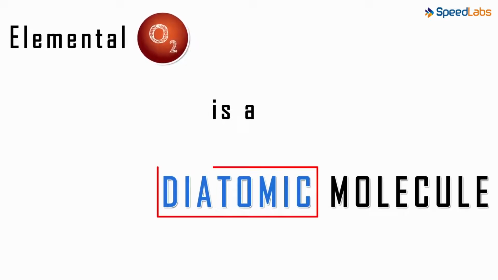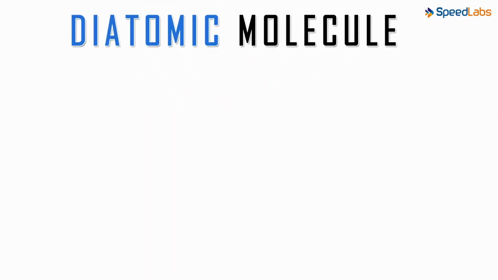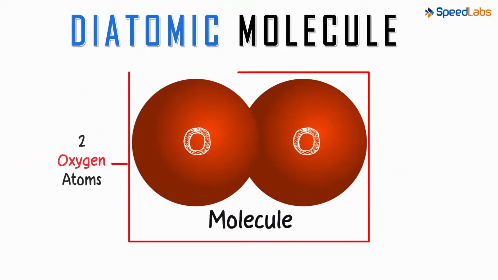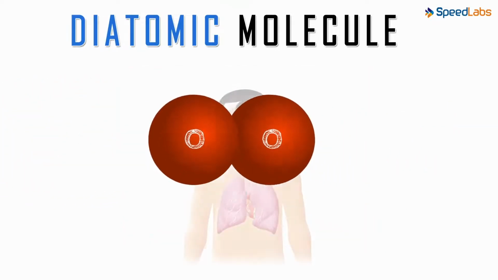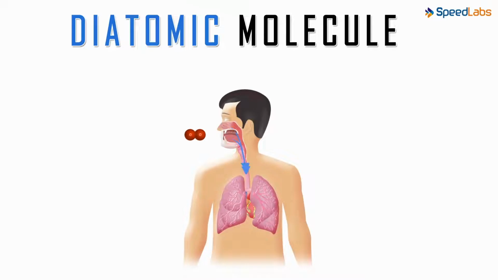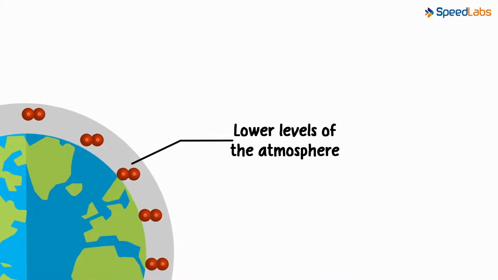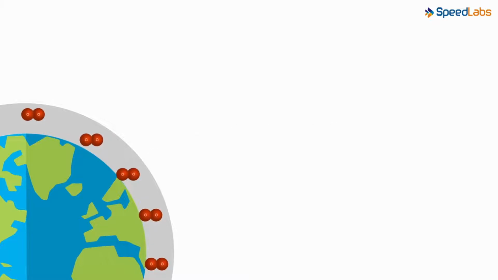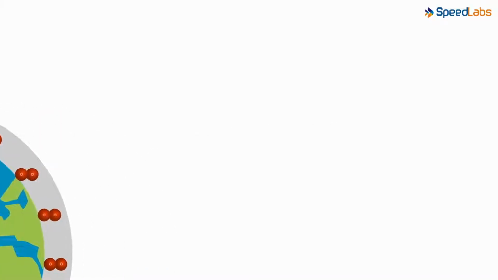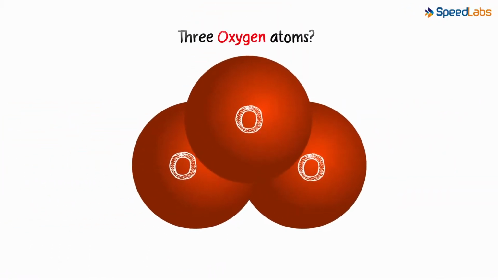What do we mean by diatomic? It means that two atoms of oxygen have combined to form a molecule. This is the oxygen we usually breathe in. O2 molecules are found in the lower levels of the atmosphere, which are closer to the Earth's surface. What would a molecule with three oxygen atoms be called then?